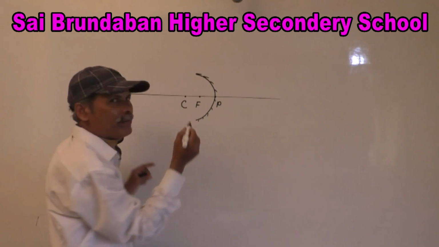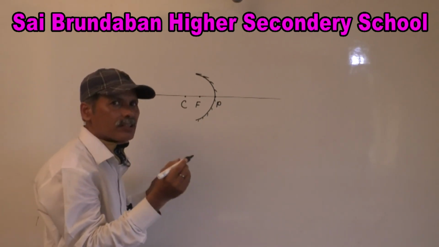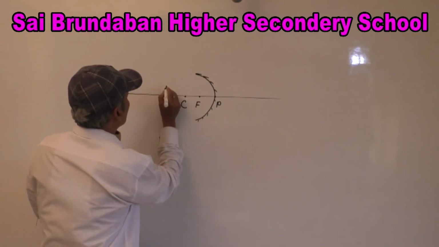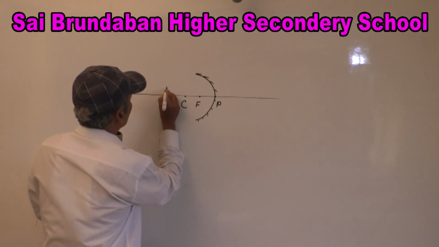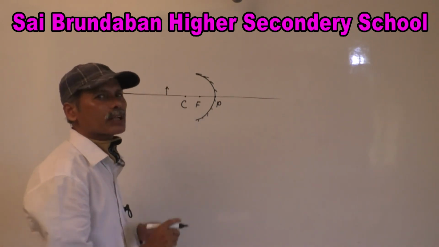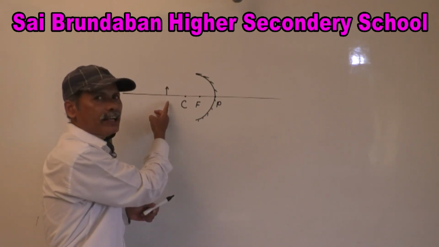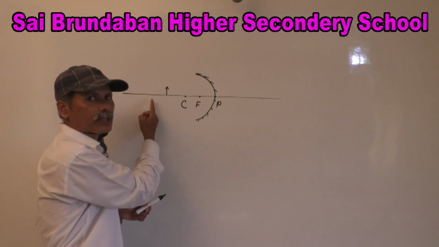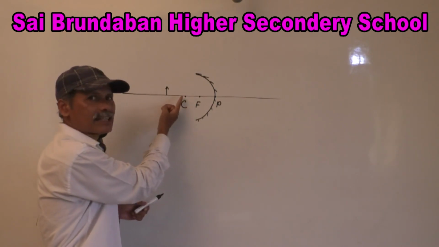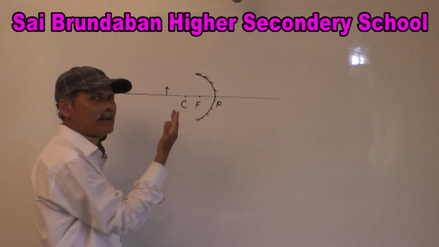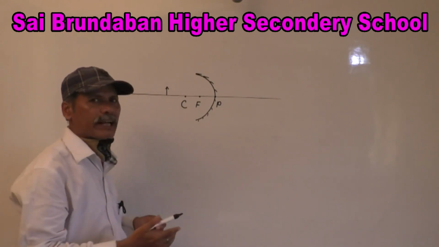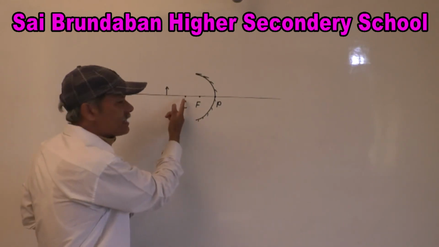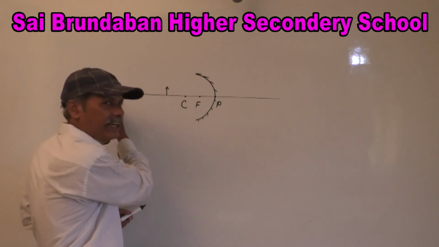You keep an object, you just keep an object beyond C. The object is situated beyond C, outside C. You may say the object is situated in between C, the center of curvature, and infinity.